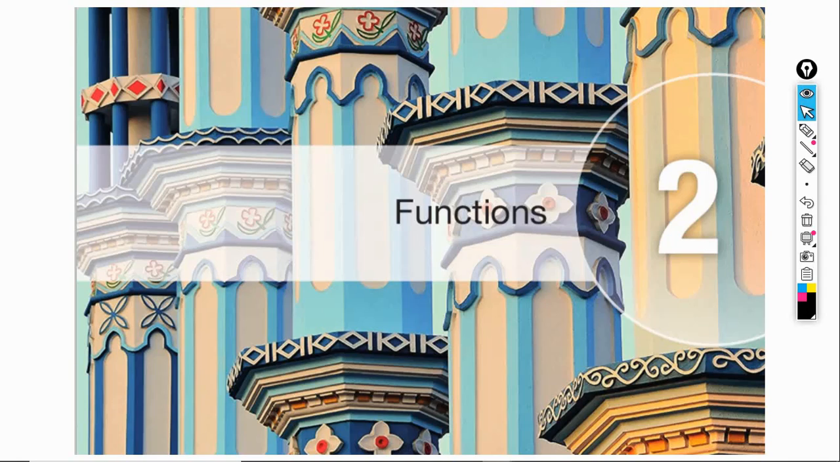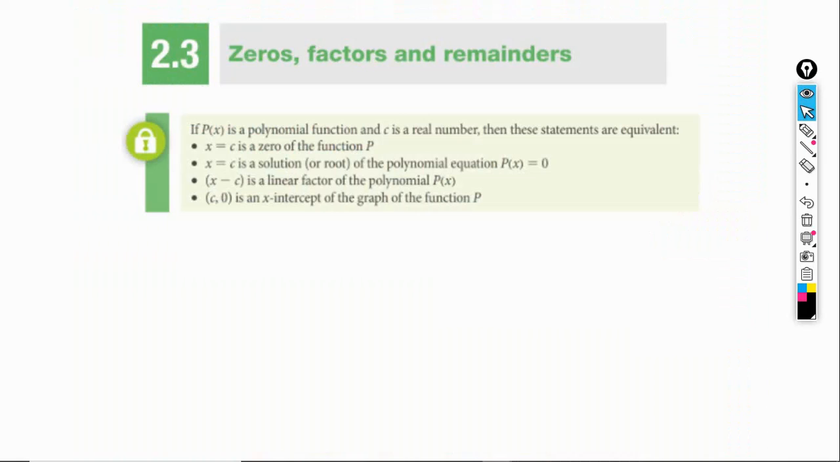Hi everybody, in this video we're going to continue with Chapter 2, Functions, specifically Section 2.3, Zeros, Factors, and Remainders. One of the first things we have to become familiar with is certain terminology. If p of x is a polynomial function and c is a real number, then these statements are equivalent. x equals c is a zero of the function p.